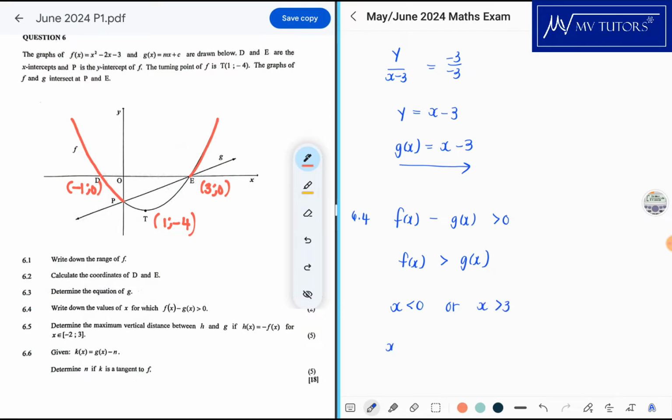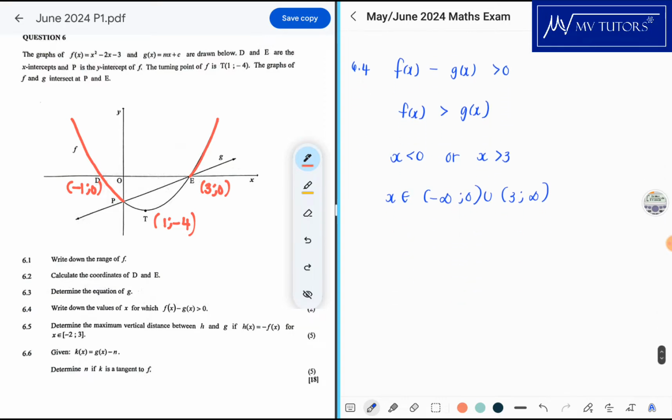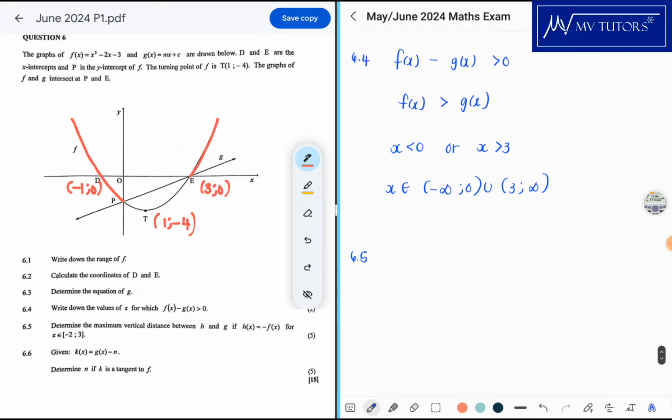Or I could have said x is an element of negative infinity to 0, round bracket, please, and then from 3 to positive infinity. Okay, that's how I could have written the answer. And now 6.5, it says determine the maximum vertical distance between h and g. So what is h? They've introduced a new function. H is the negative of f of x, for x is an element of negative 2 to 3.